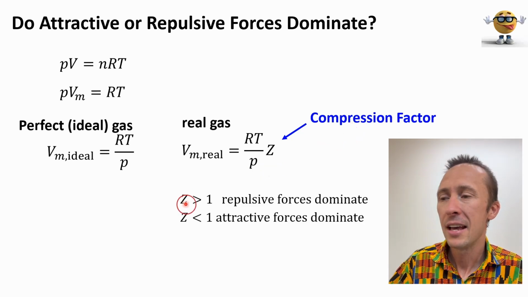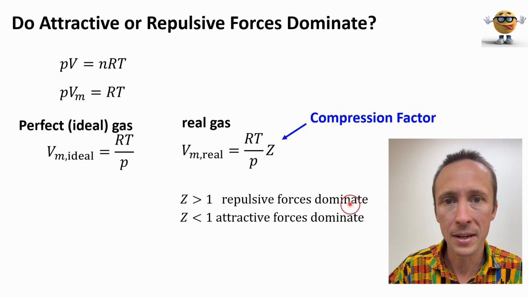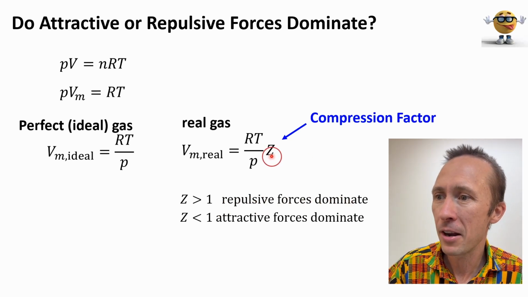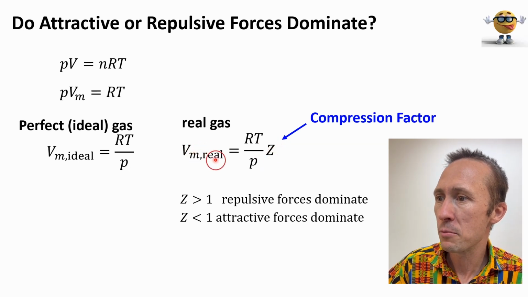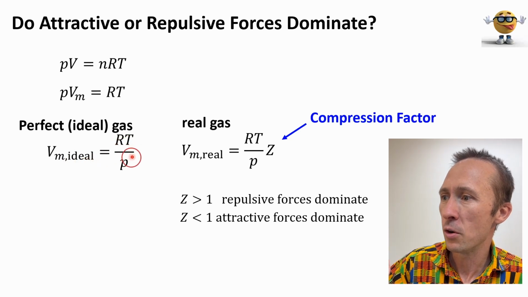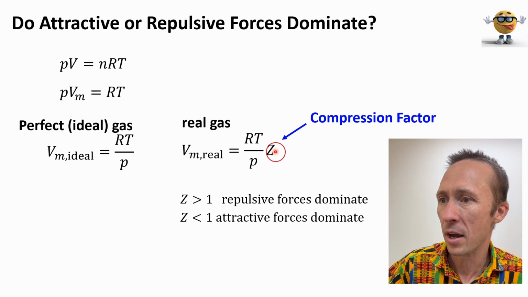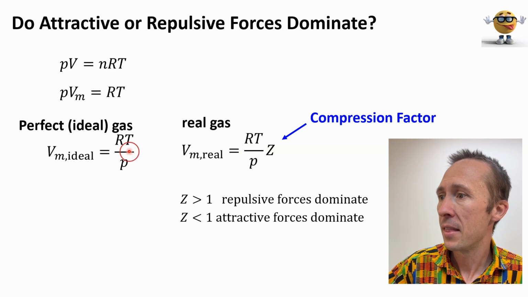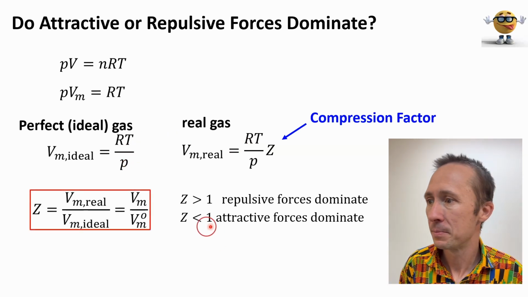But essentially, if Z is greater than 1, repulsive forces dominate. That's because if Z is greater than 1, Vm real is going to be larger than Vm ideal, which is RT over P where Z would equal 1. But if Z is less than 1, you can see this whole thing is going to be lower than RT over P, and attractive forces would dominate.